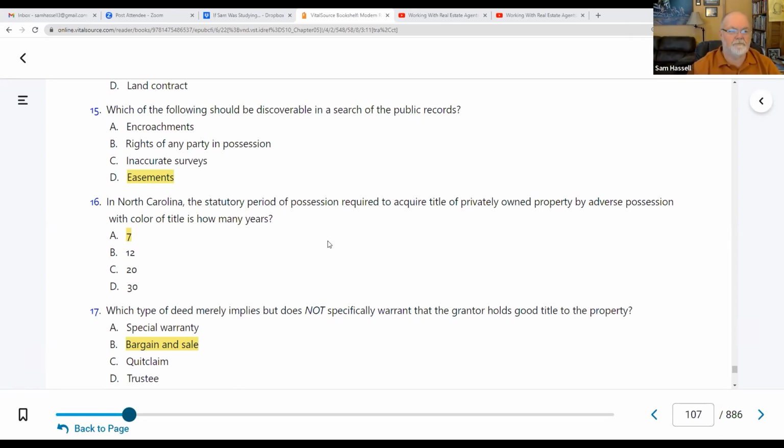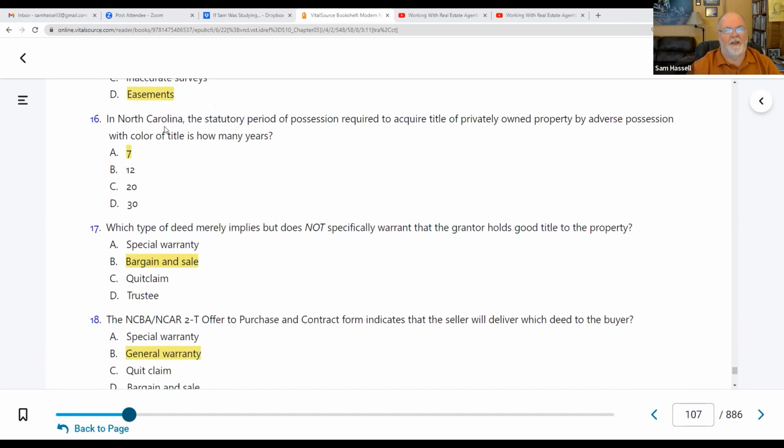Number 16. In North Carolina, the statutory period of possession required to acquire title of privately owned property by adverse possession with color of title is how many years? This is that 7-year rule we talked about earlier, right?